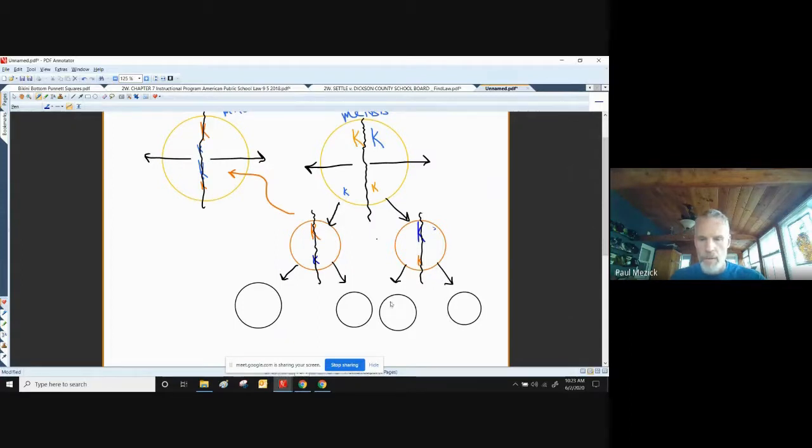So there's going to be one long, one short, and one long orange, one long orange, one short, one short. These are the sex cells.